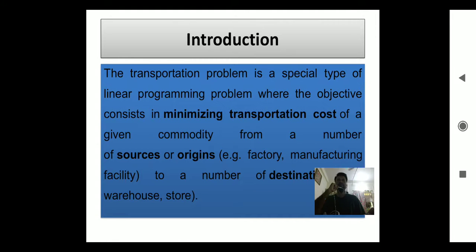The transportation problem is a special type of linear programming problem. Here the main objective is to minimize the transportation cost of a given commodity from a number of sources or origins, that is, factories, manufacturing facilities, etc., to a number of destinations, that is, warehouses, stores.